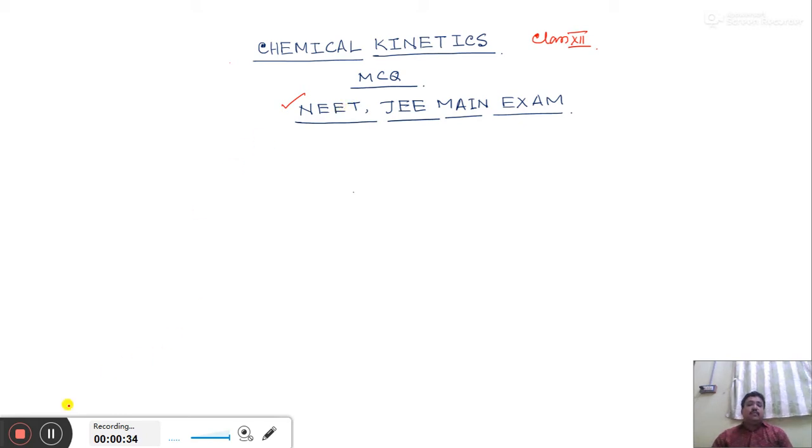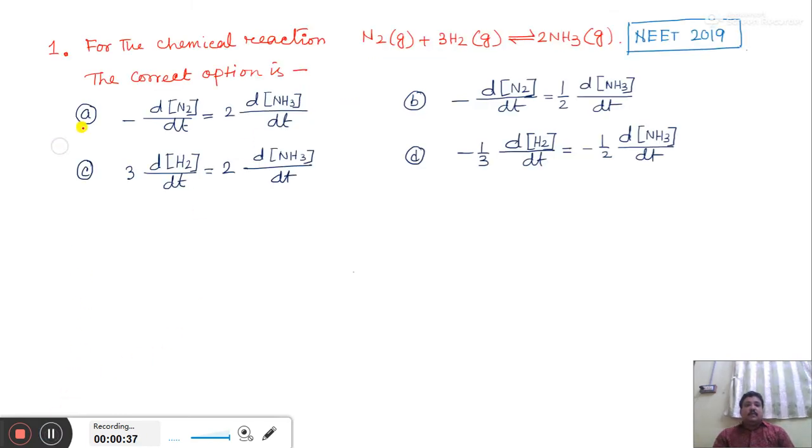Now my first problem is: for the chemical reaction N2 plus 3H2 reversible 2NH3, all in the gaseous phase, the correct options are below. This question came in the NEET 2019 exam.